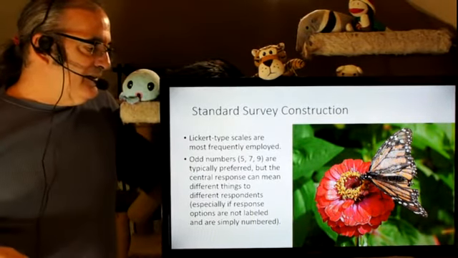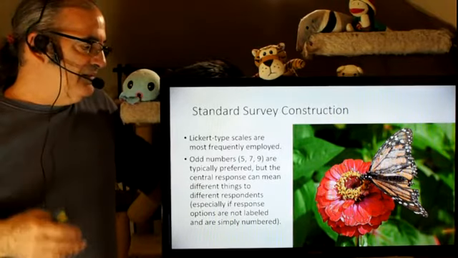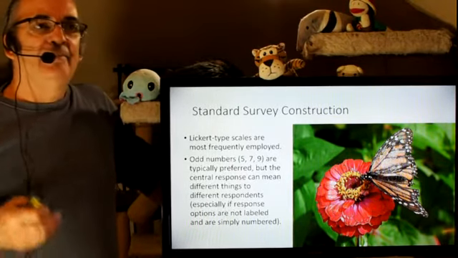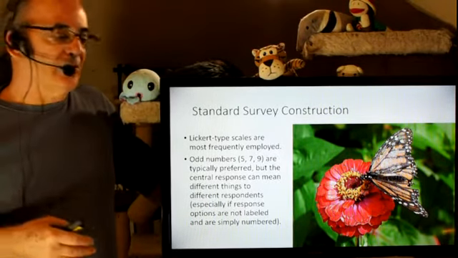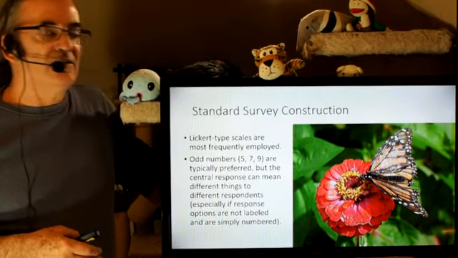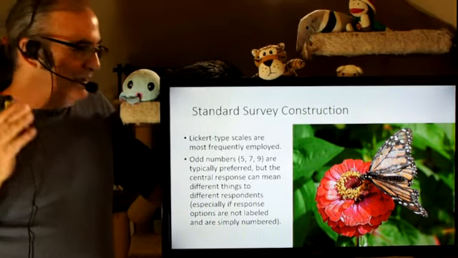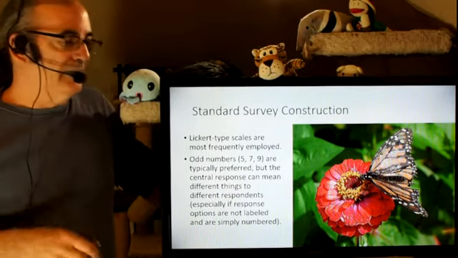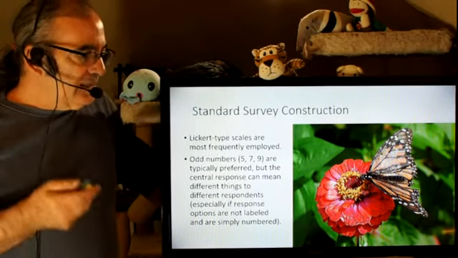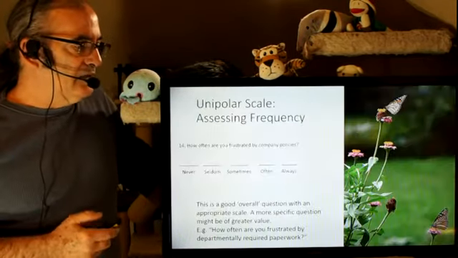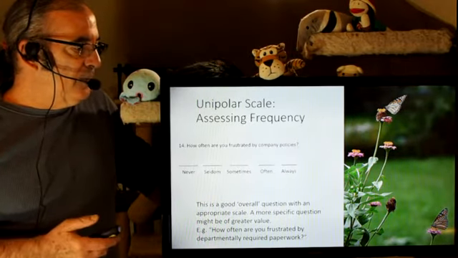So odd numbers of responses, 5, 7, 9, are typically preferred. But the problem then comes with the central response, which can mean different things to different respondents, especially if it's unlabeled and simply numbered. So let's take a look at a couple of scales. Let's get right into it here. What do we know? Unipolar scale.